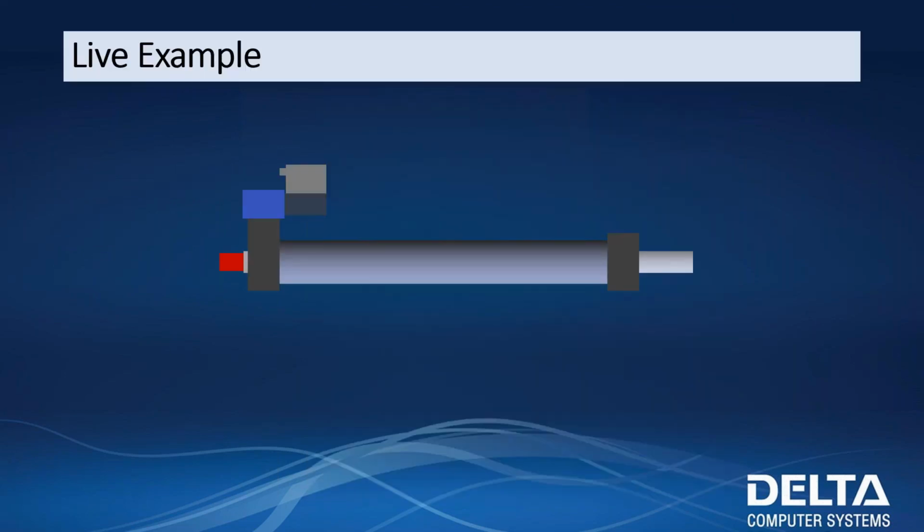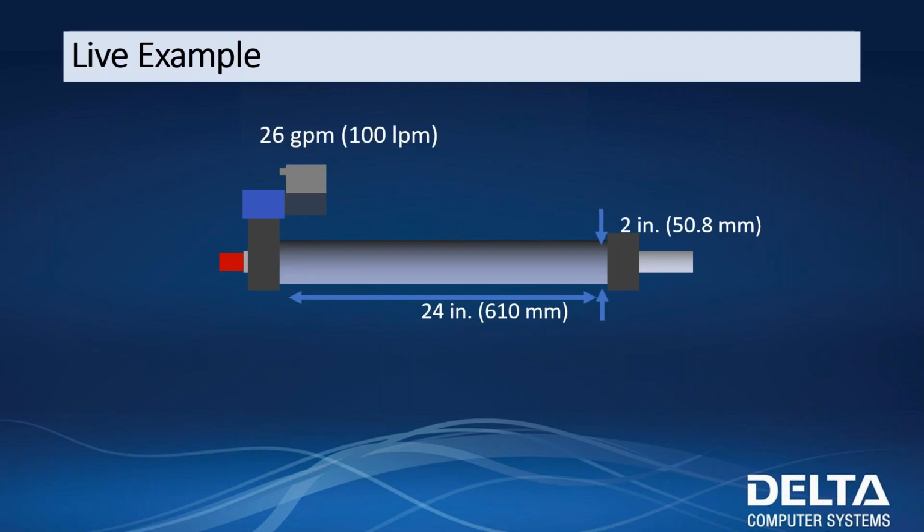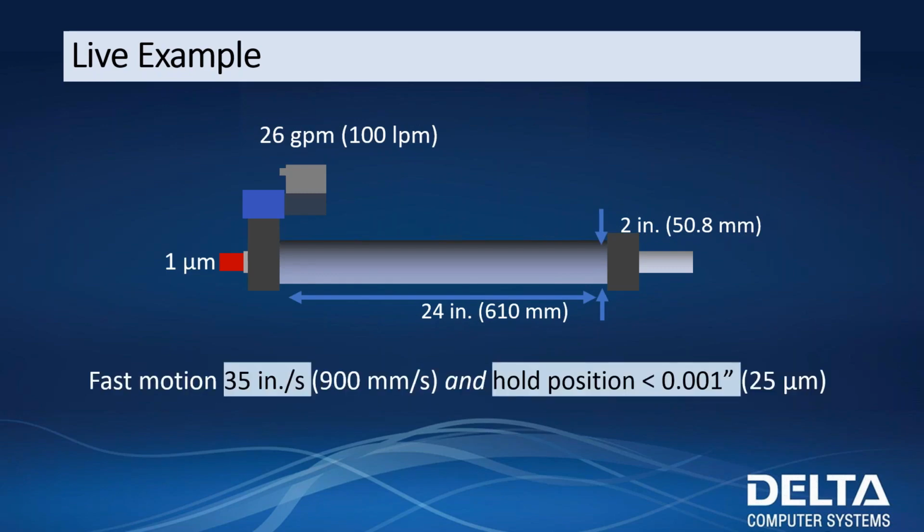Now, we've got a live example today. I want to talk a little bit about this. We've got a 24-inch cylinder that we're going to be using. It's got a 2-inch bore, a 26 gallon per minute valve mounted on this cylinder, and I've got 1 micrometer feedback coming from an SSI transducer. This system is capable of fairly quick, fast motion, around 35 inches per second, and we can hold a position within a thousandth of an inch. So very, very good control from the hydraulic system here.